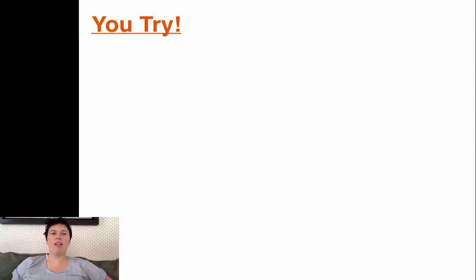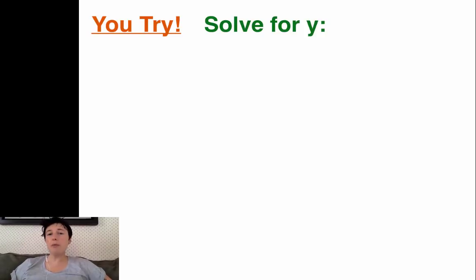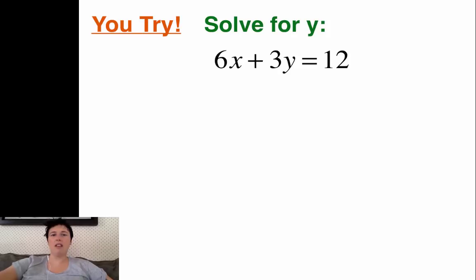So I want you guys to try. Here's your you try problem. Let's see if you're getting the hang of this. Your directions are to solve for Y. And your multivariable equation is 6x plus 3y equals 12. Right now on your device, hit the pause button and see if you can do this all by yourself and if you have the hang of it. And then when you're ready, check your answer.